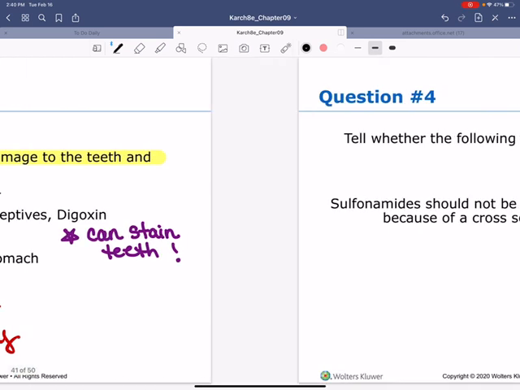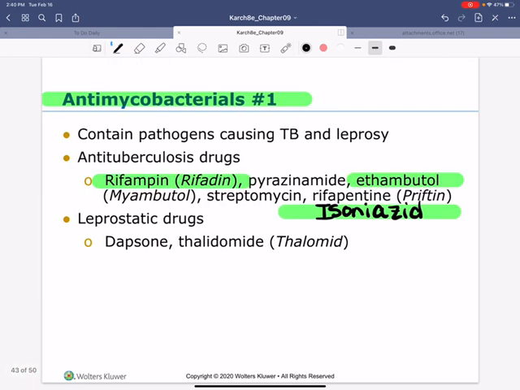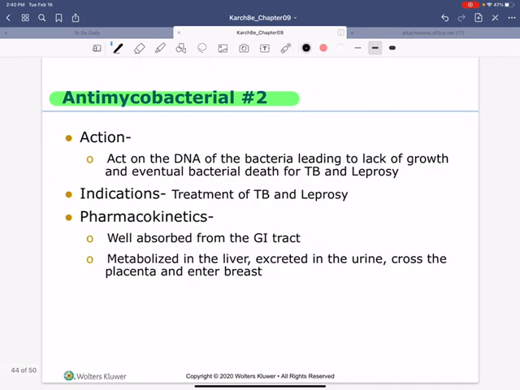Okay, now let's talk about tuberculosis. So antimycobacterials are number one. There are 3 of them that are focused on for your exam. TB, tuberculosis, is very, very slow growing. It needs to be treated for a long time. Usually it is at least 6 months to a year, sometimes up to 2 years. That is the treatment regimen. So what does it do? It works a little bit differently. These act on the DNA of the bacteria, leading to lack of growth and then eventually death. But again, it takes a while for that to happen.